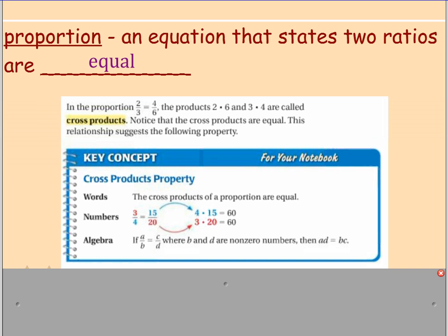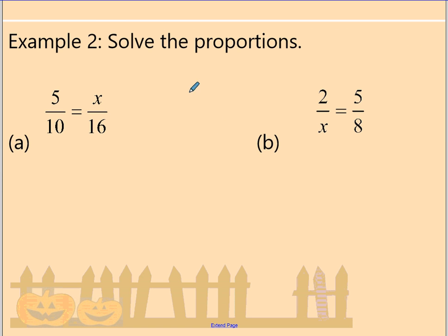All right, so let's look at some examples on how to solve proportions when we have an unknown number by using cross products. So the first example I have is 5 over 10 is equal to x over 16. So you need to remember to multiply across. We can do this two different ways. I know in the past you have learned a little rhyme called crisscross multiply. So in this case 5 times 16, and then divide by the lonely guy, which is 10.